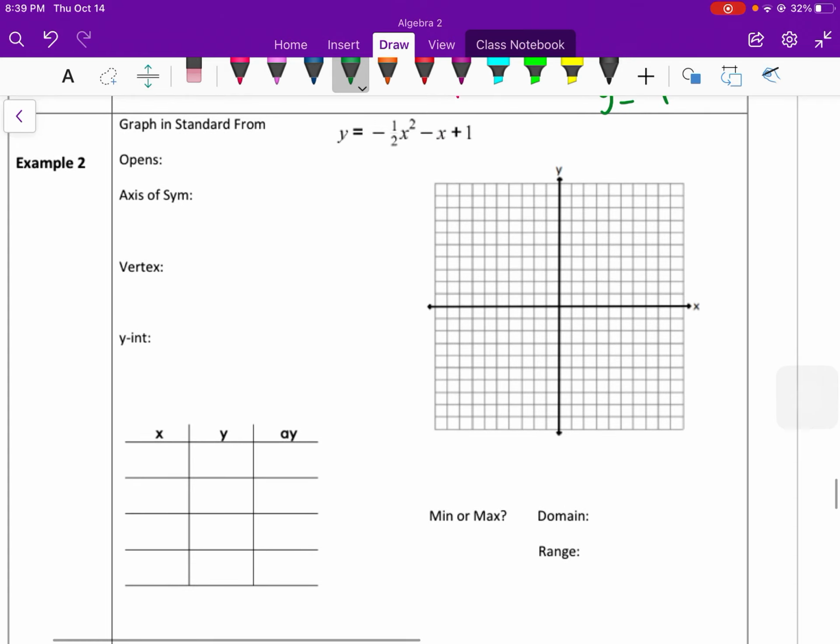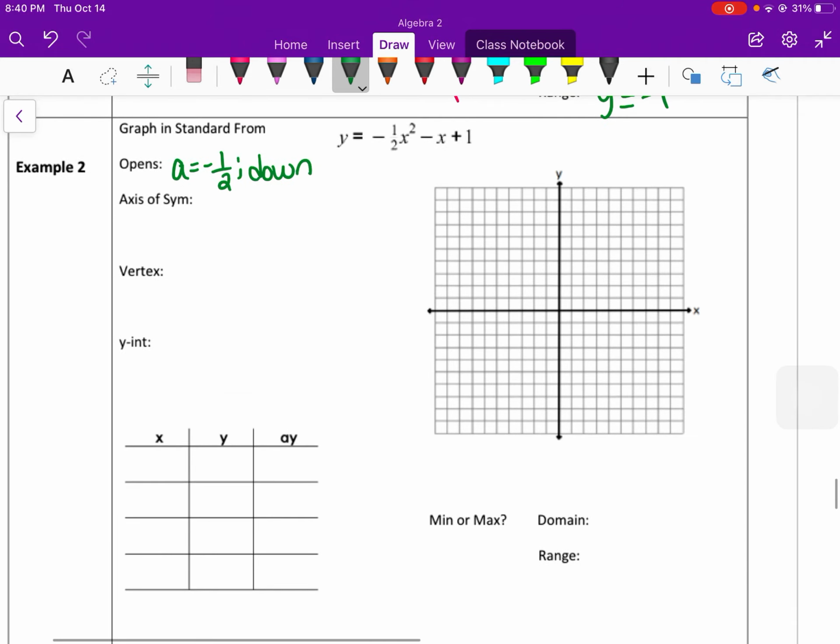All right. So here we have y equals negative 1/2 x squared minus x plus 1. So our A value in this example is negative 1/2, and it opens down then because it's negative.